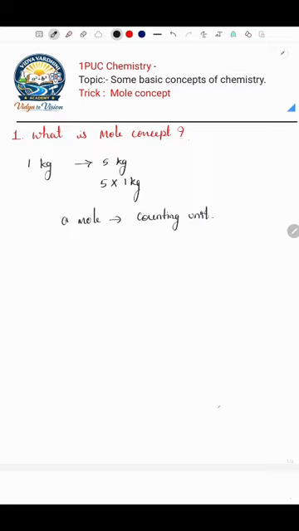Just like we use 12 items to refer to 1 dozen, in chemistry we use this word mole to represent a very large number of particles. Now I am going to introduce the exact value of 1 mole. 1 mole is equal to 6.022 into 10 power 23 particles. How this value is derived, I will explain in another video. This number is also referred to as Avogadro's number.